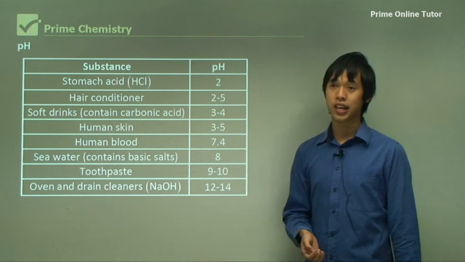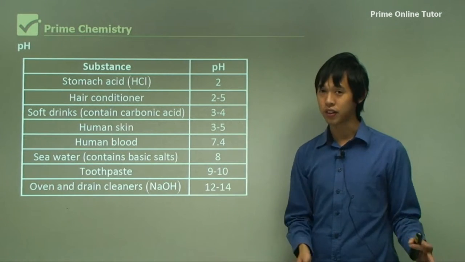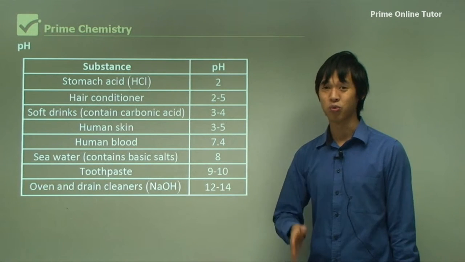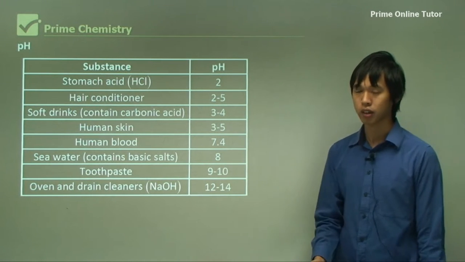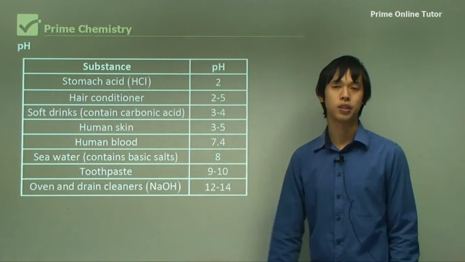Remembering that the pH scale goes from 1 to 14. So 2 is very, very acidic. 14 is really, really basic. It's the limit of basicity. Okay, so that's just something to help you kind of figure out what's going on.